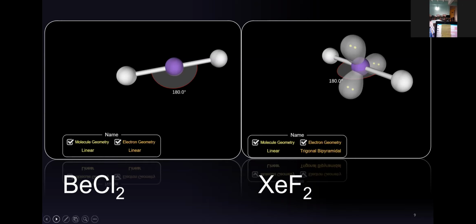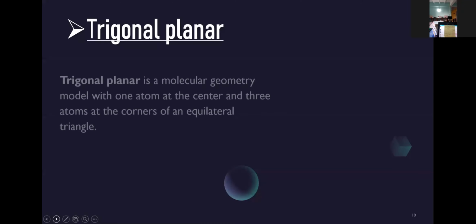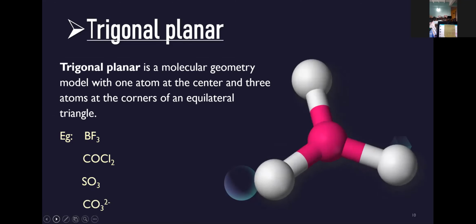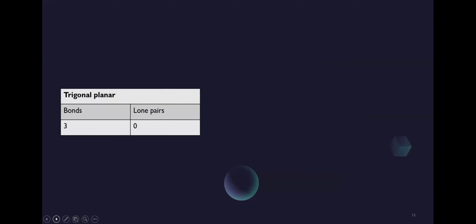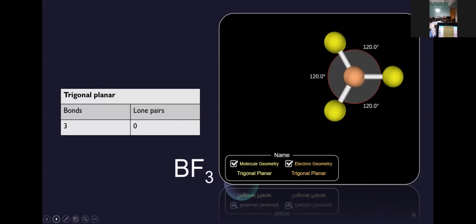Next is the trigonal planar. Here you can see three atoms surrounding the central atom at the corners, forming an equilateral triangle. All are in one single plane. The bond angle is 120 degrees. In this figure, you can see 3 bonds and 0 lone pairs. In such situations, the molecular geometry is trigonal planar, so is the electron geometry.